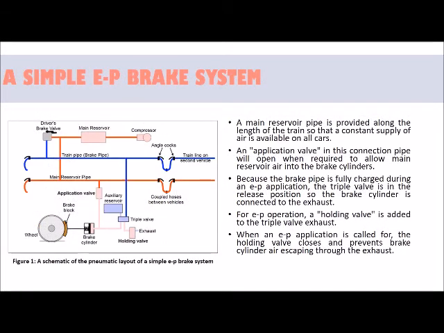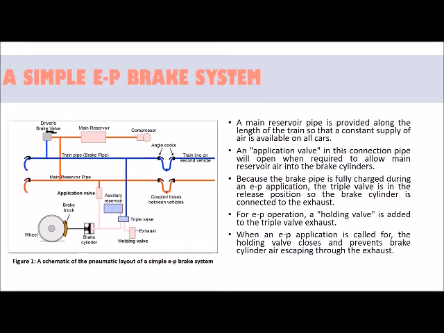Figure 1 shows a schematic of the pneumatic layout of a simple EP brake system. A main reservoir pipe is provided along the length of the train so that a constant supply of air is available on all cars. An application valve in this connection pipe will open when required to allow main reservoir air into the brake cylinders. The brake pipe is fully charged during an EP application.